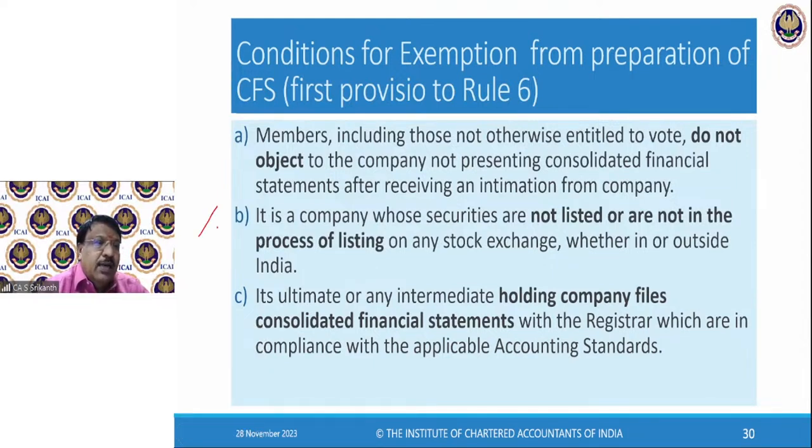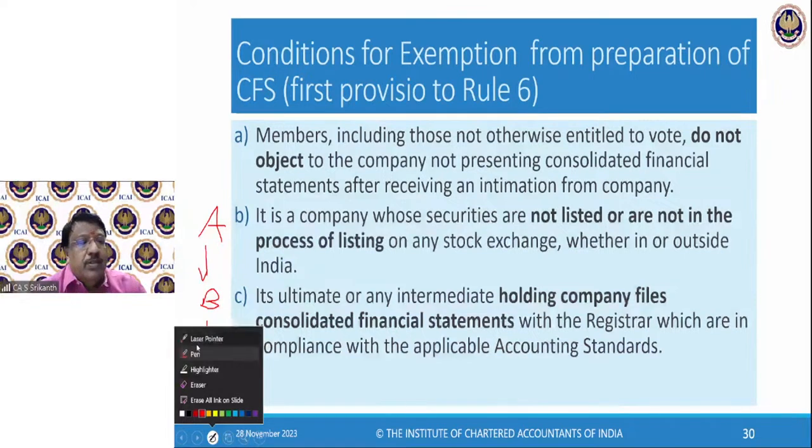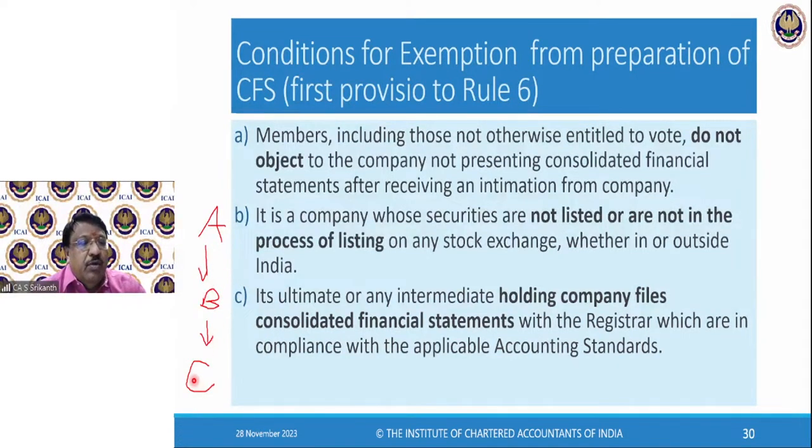See, A is there. A is the holding company of B. B is the holding company of C. Now, we are talking about B. B has to consolidate with C.